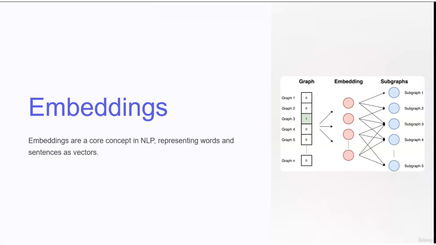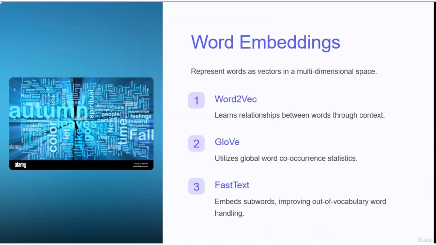Let's talk about the fundamental concept in natural language processing, which is embeddings. Embeddings represent words, sentences, or even larger chunks of text as vectors in a multidimensional space. This transformation allows AI models to process and understand human language more efficiently. First, let's talk about word embeddings.